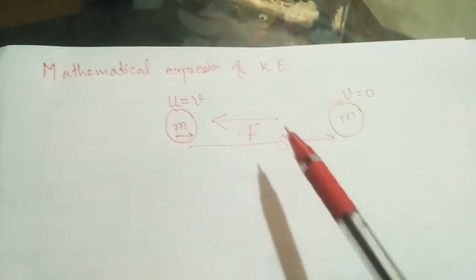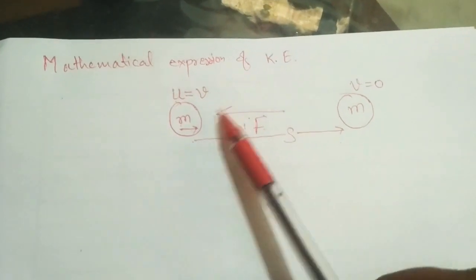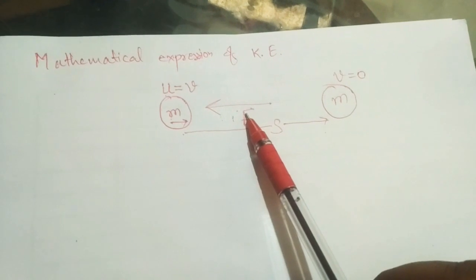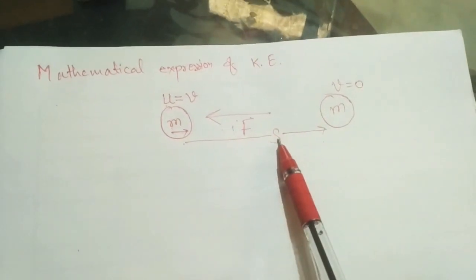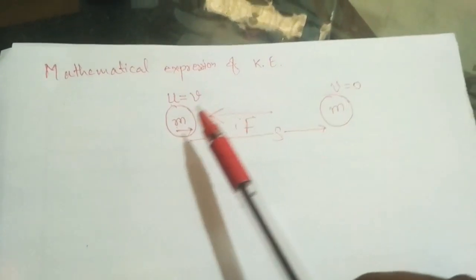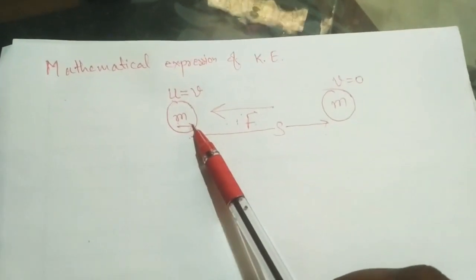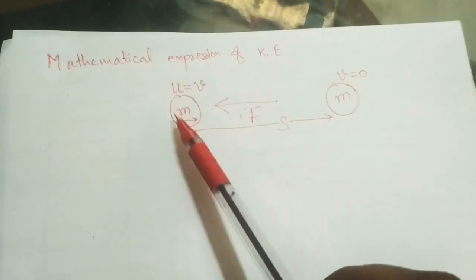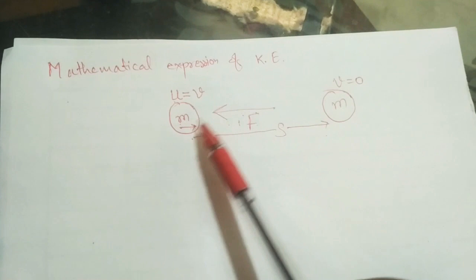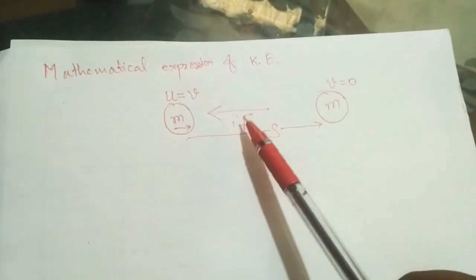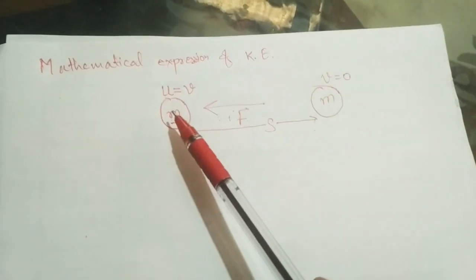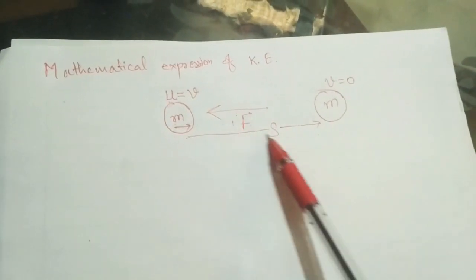And listen now. Whatever force is applied on this body to stop it, someone has done work. This is the force and this is the displacement. So whatever work is done to stop this body should be equal to the energy possessed by the body. In other words, this body was having energy and now has no energy. So this energy was converted into work done. Who has done the work? This force. So the energy possessed by the body is equal to the work done by this force.